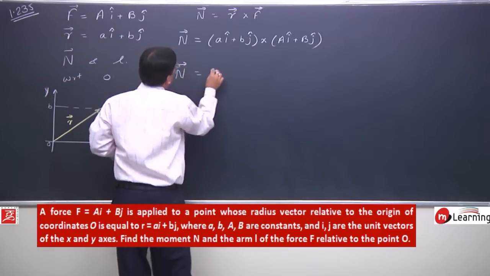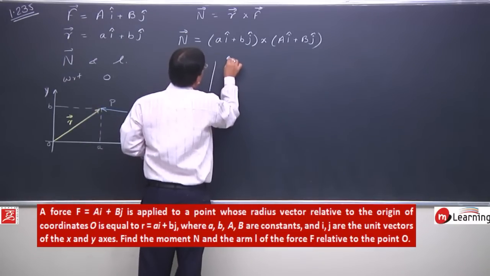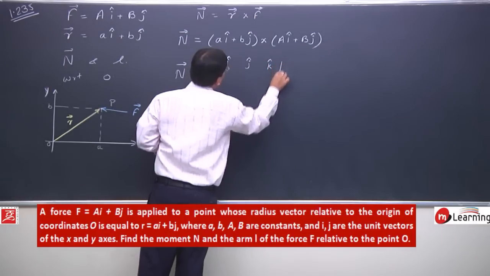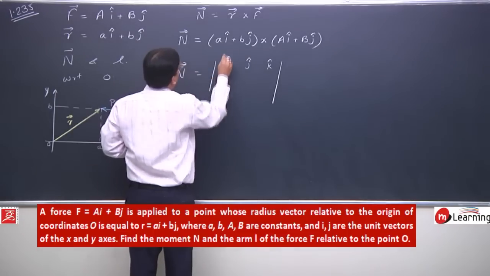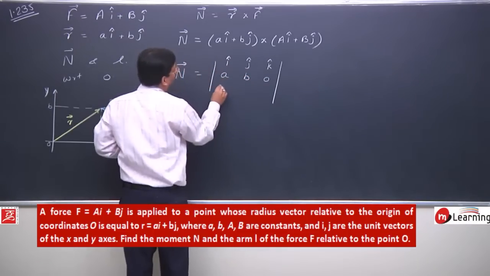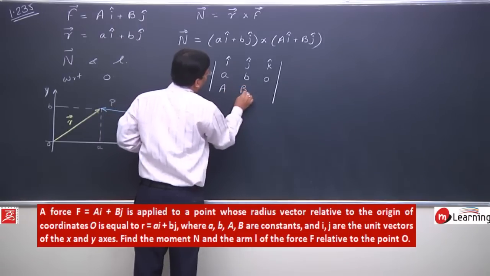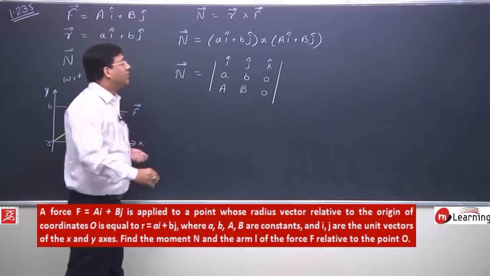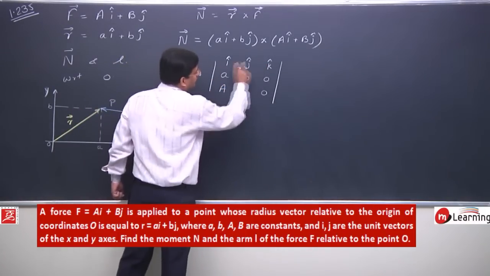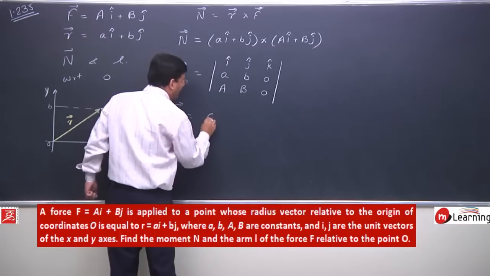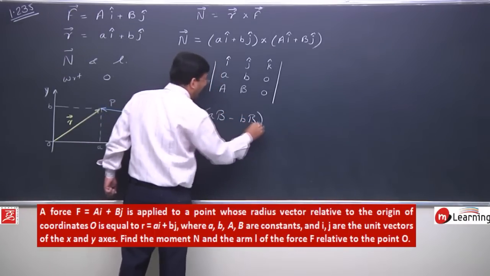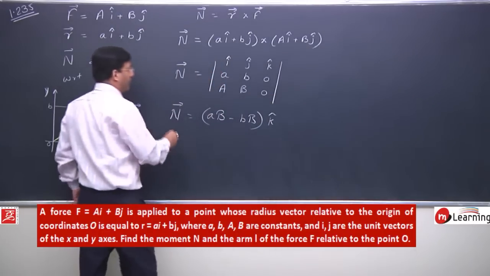हम इसे डिटरमिनेंट्स के फॉर्म में लिख देंगे. I cap, J cap and K cap. R के लिए A, B 0 और फोर्स के लिए A, B 0. So, vector N would be this, 0, 0, (AB minus BA) into K cap.